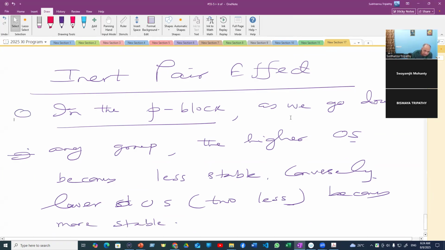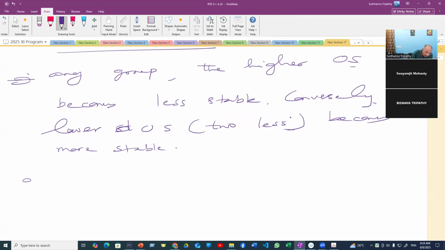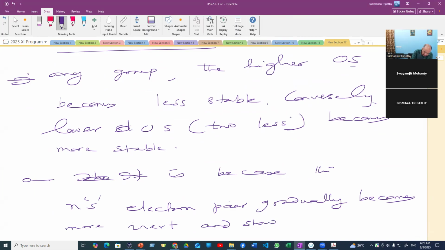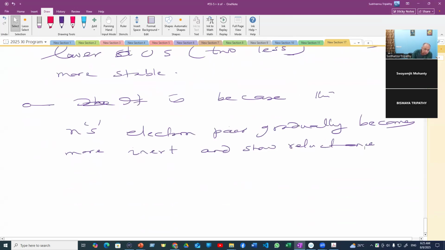What is the reason for this inert pair effect? It is because the ns electron pair gradually becomes more inert and shows reluctance to participate in bonding.